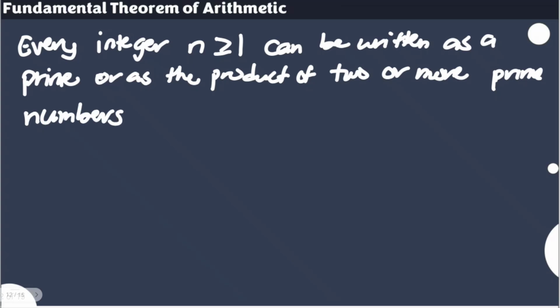In short, every integer greater than 1 could be either prime or what do we call the product of primes? It's actually composite. So composite and prime. So every integer greater than 1 can be either a prime number or a composite number, which is a product of two or more primes.